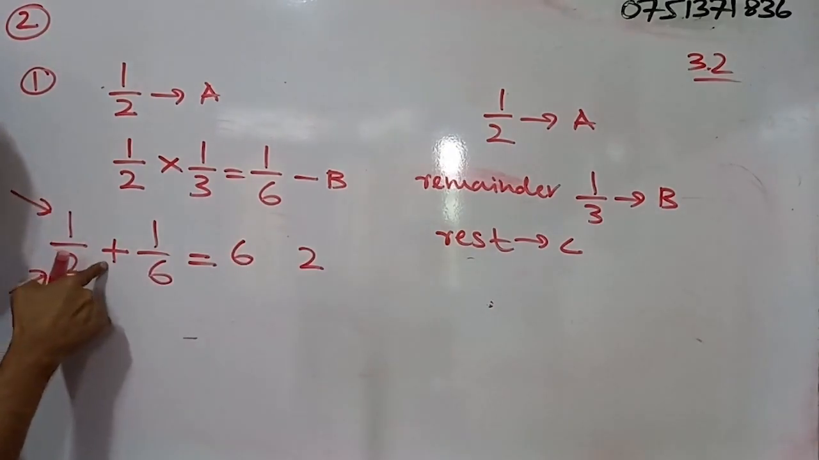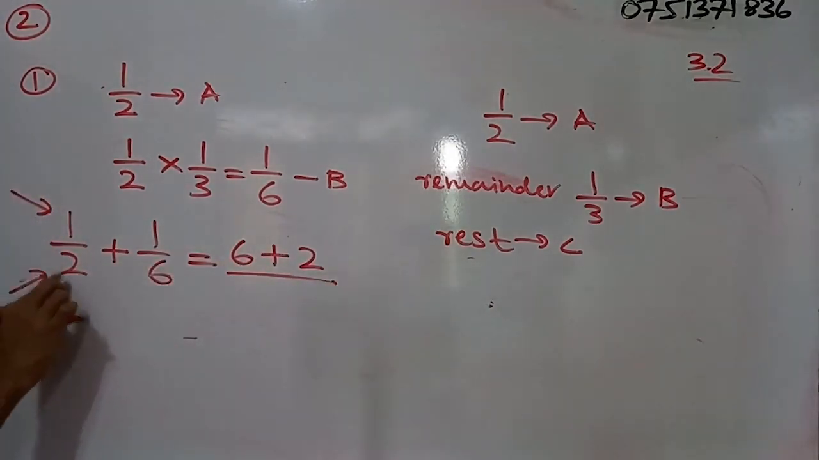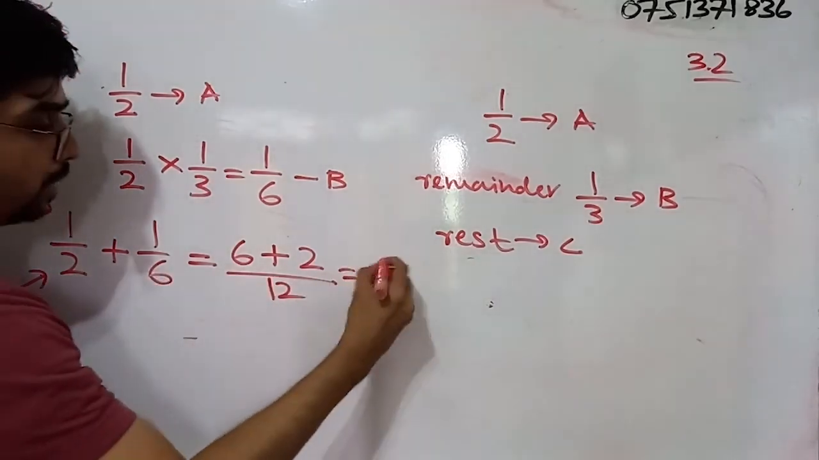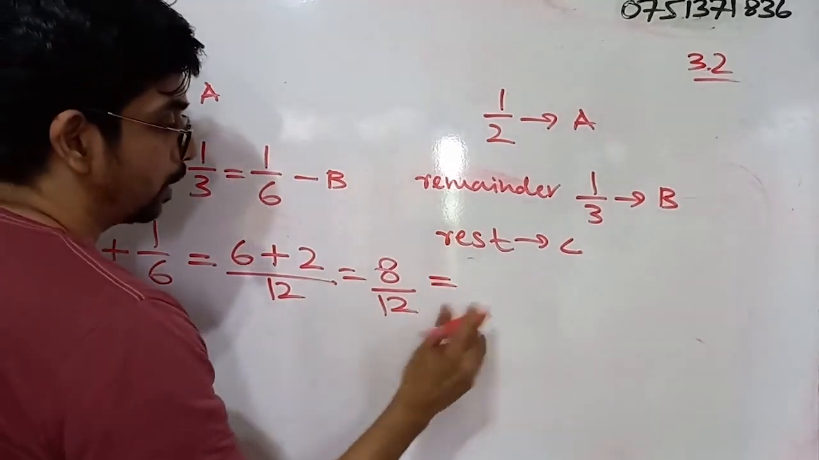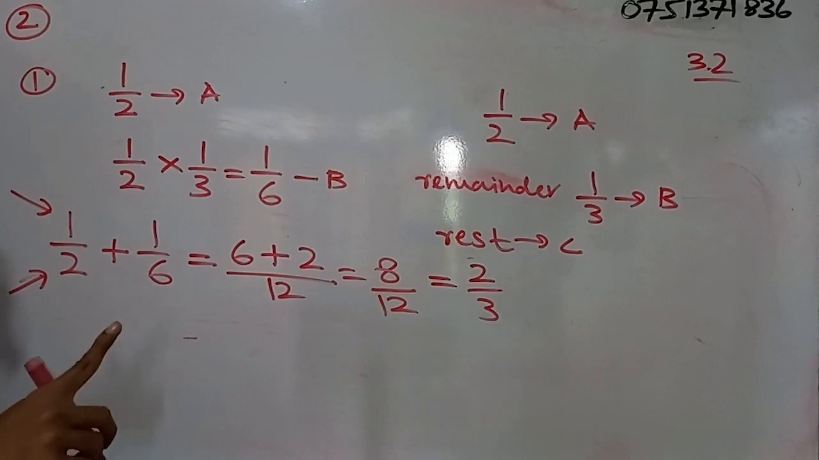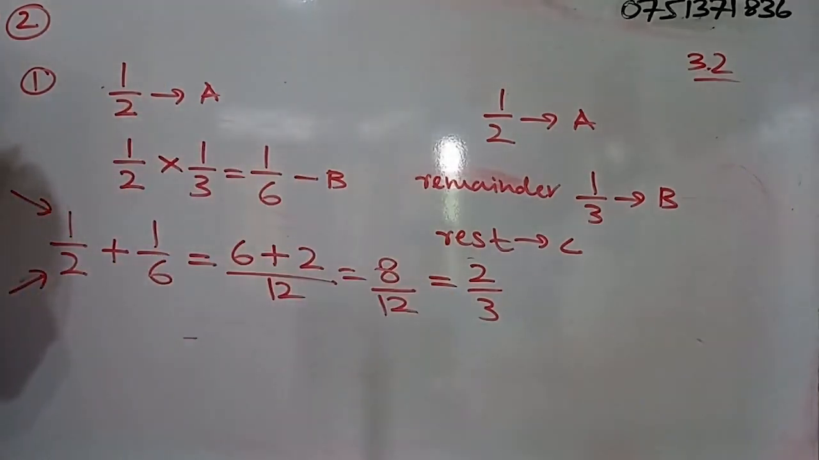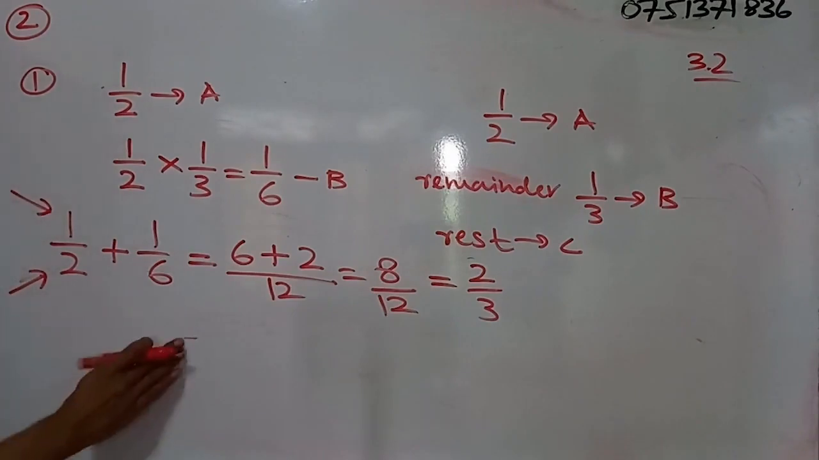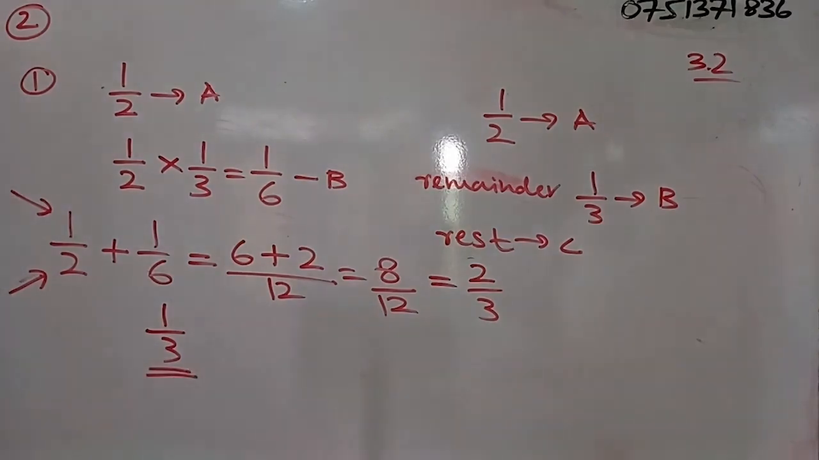So here we need to do an addition. No? So 6 plus 2. Then what is the denominator? 2 times 6, that is 12. So here we get what? 8/12. So we can further simplify this as what? 2/3. So the amount that received from both A and B as a fraction is what? 2/3. Then what is the amount that was received by C? 1/3, no? 1/3.